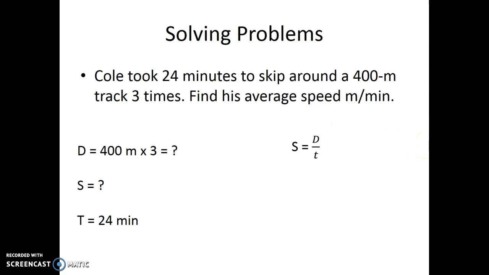And our distance, if we multiply 400 times 3, 4 times 3 is 12. We're multiplying hundreds, so we want to add 2 zeros. And we're going to get 1,200 meters divided by 24 minutes. And that is going to equal 50 meters per minute.